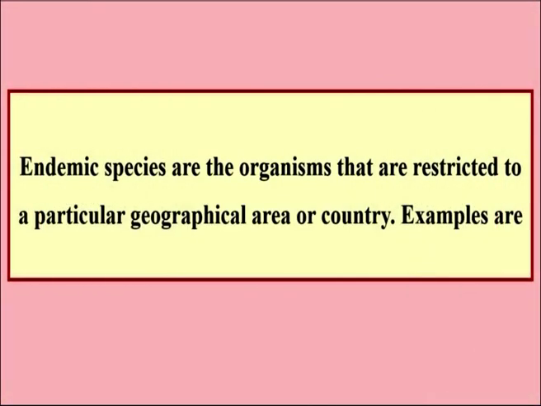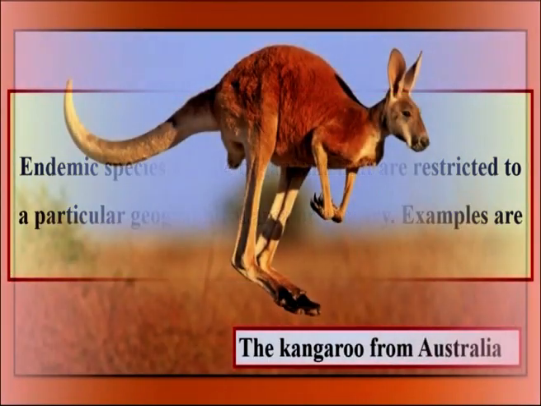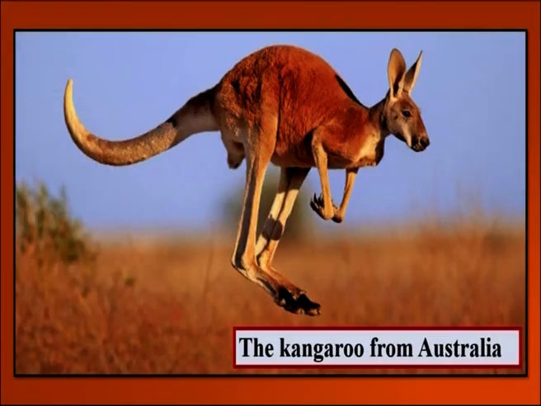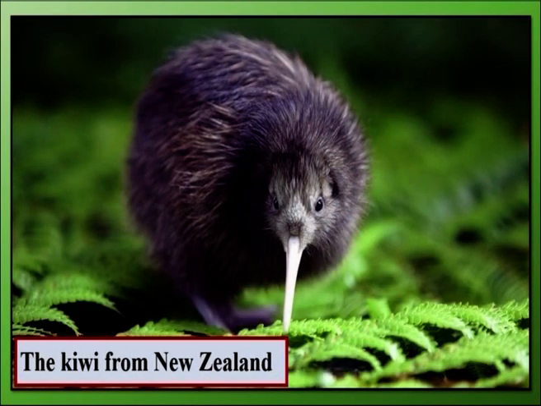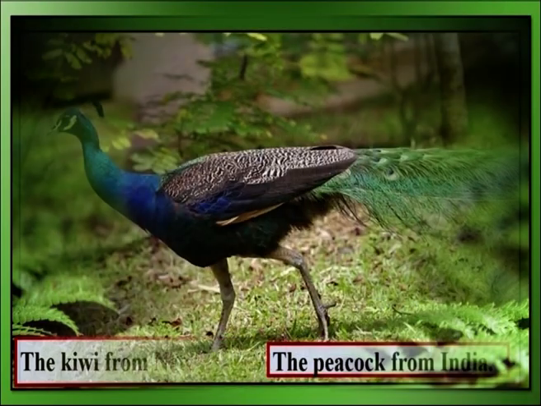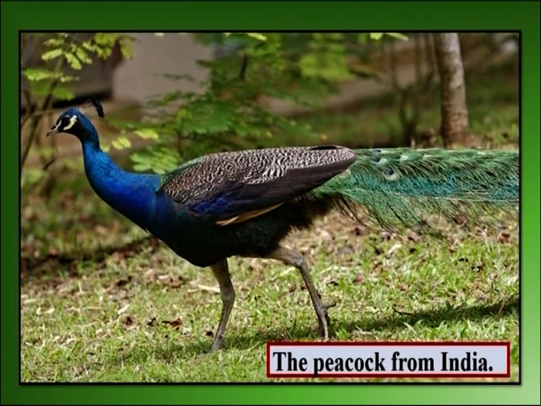Endemic species are the organisms that are restricted to a particular geographical area or country. Examples for endemic species are the kangaroo from Australia, the kiwi from New Zealand and the peacock from India.